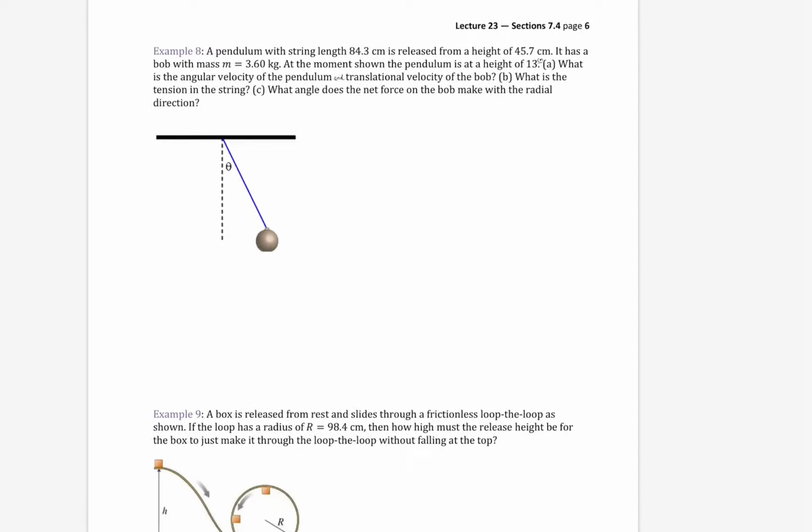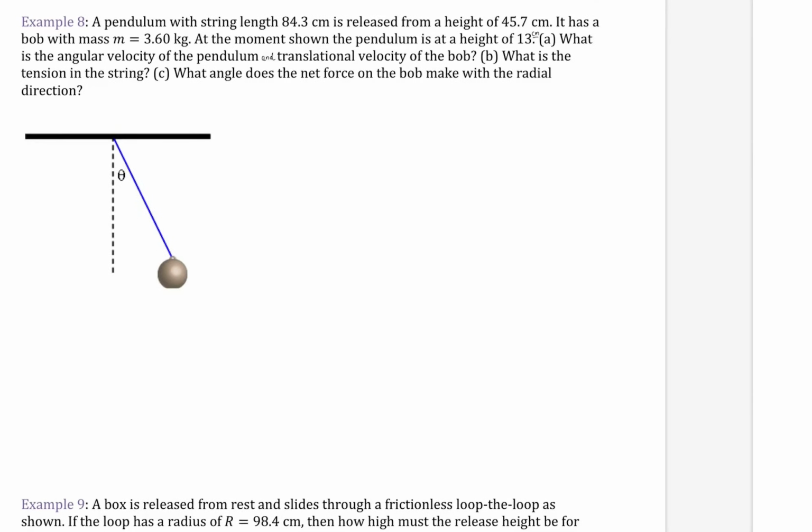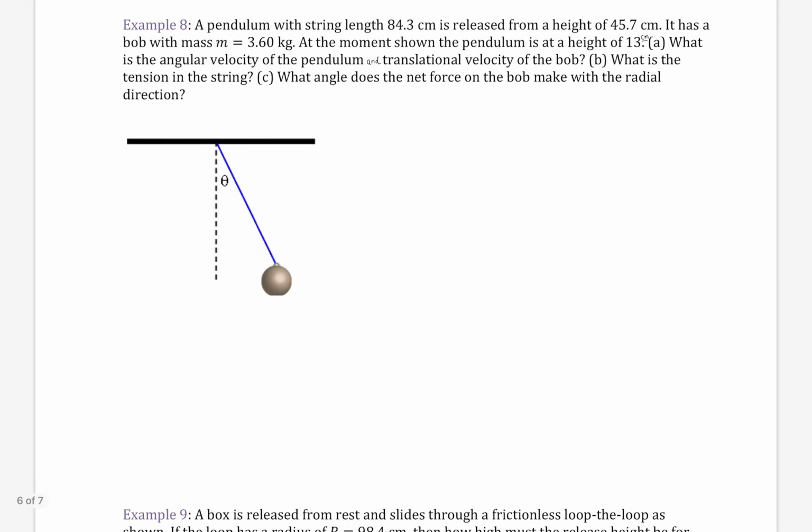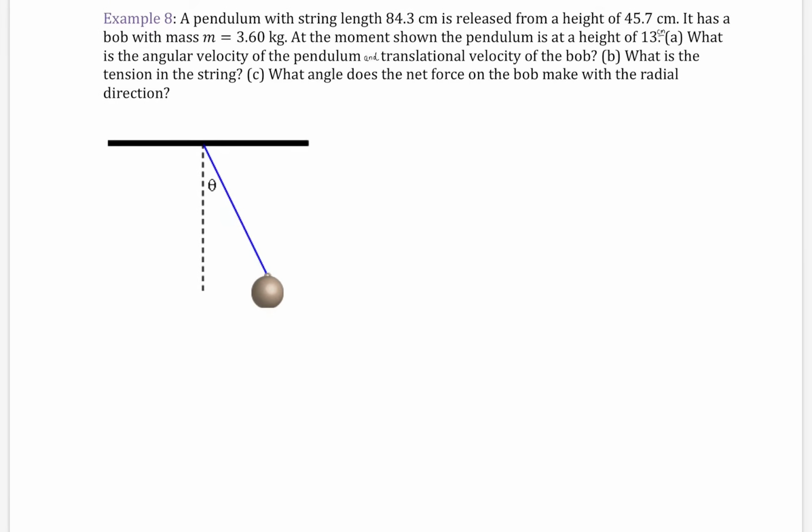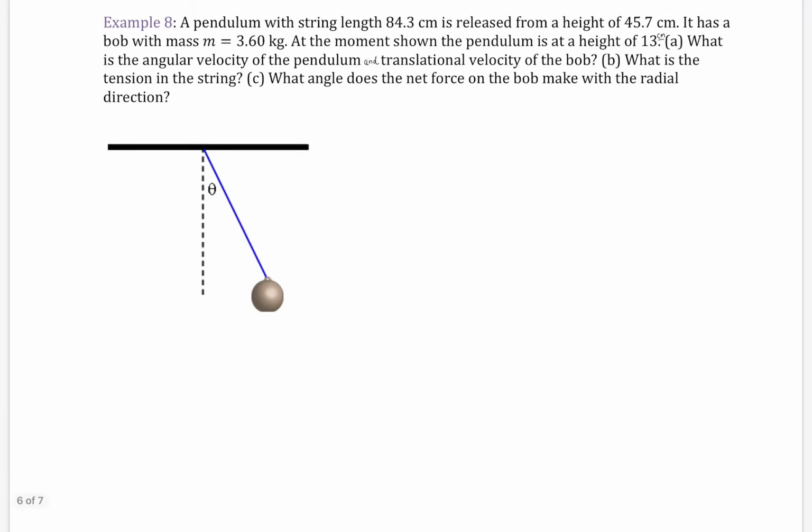Last two that involve energy. A pendulum is a great system to have conservation of energy combined with forces. This is like a problem you've seen before with acceleration considered, but now there's forces instead. So a pendulum with a string length is released from a height of 45.7. It has a bob with a known mass, and at the moment shown, the pendulum is at a height of 13 centimeters. What is the angular velocity of the pendulum?